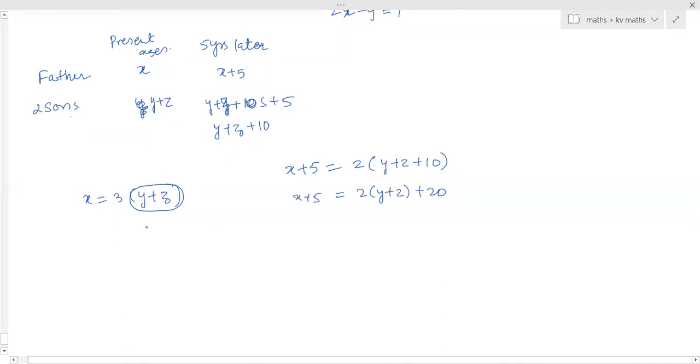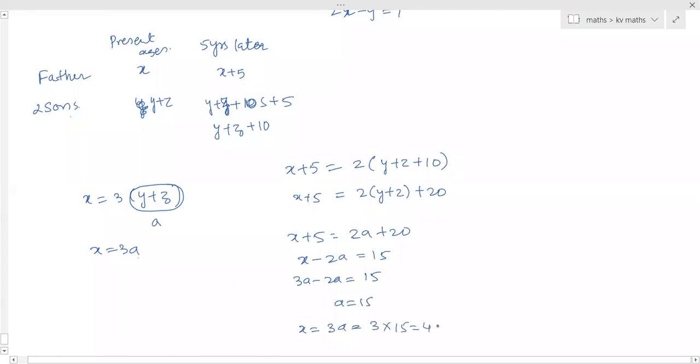So consider Y plus Z as A. So X is equal to 3A, one equation. X plus 5 is equal to 2A plus 20. And then solve these equations. X minus 2A is equal to 15. X is equal to 3A, substitute here. 3A minus 2A is equal to 15. A is equal to 15. If A is 15, X is equal to 3A, that is 3 into 15, which is 45 years. This is the final answer.